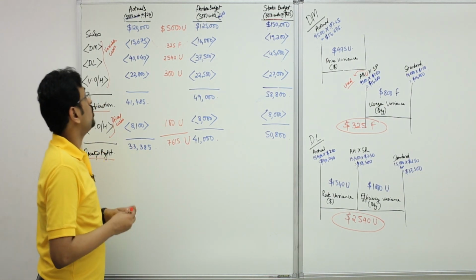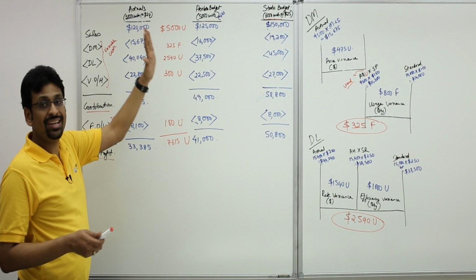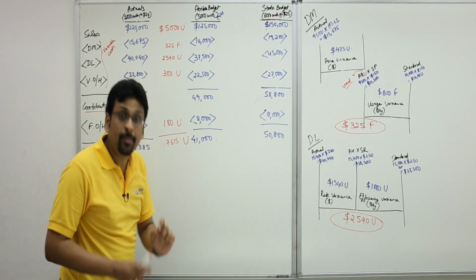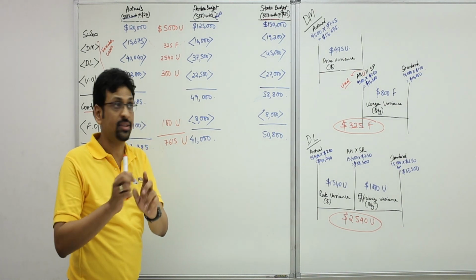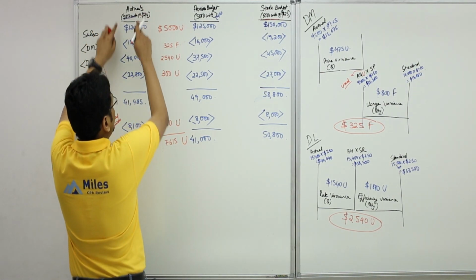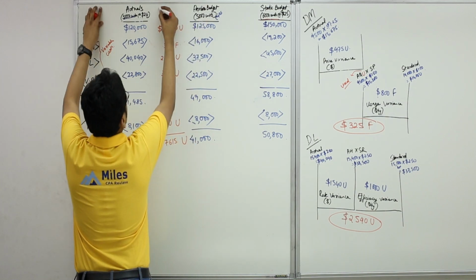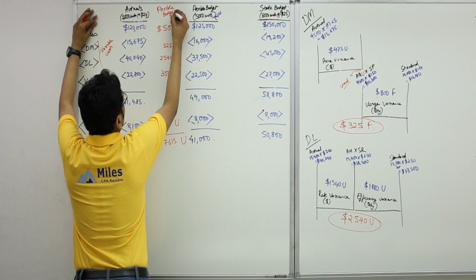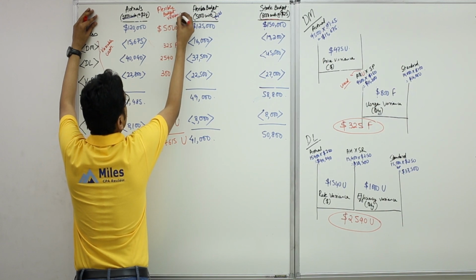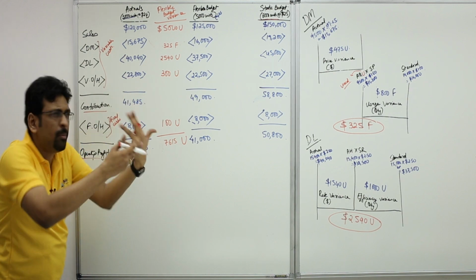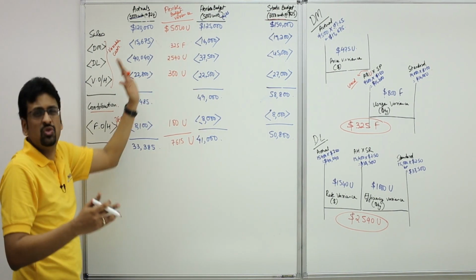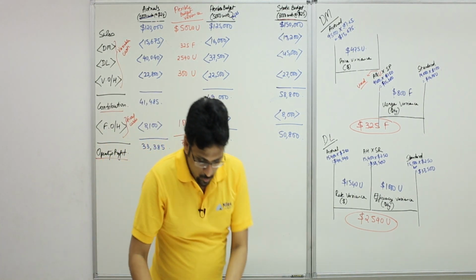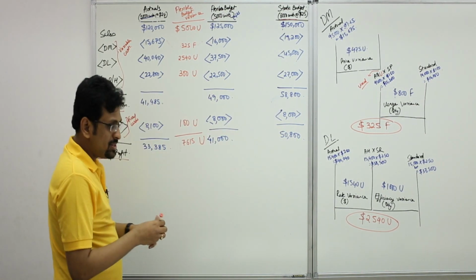Okay, so that was when we compared actual versus flexible budget. And this column, these variances, we'll call them flexible budget variances. So guys, once again, when we compare actual to flexible, we get flexible budget variance. I think the name is easy to remember. We're looking at the flexible budget, so the variance with the flexible budget. All good. Now, let us look at the static budget variance.